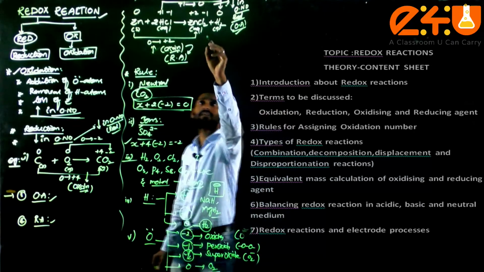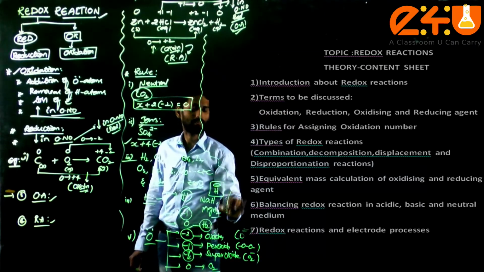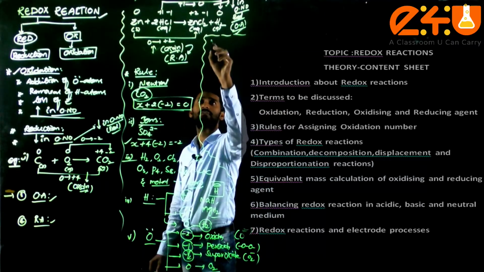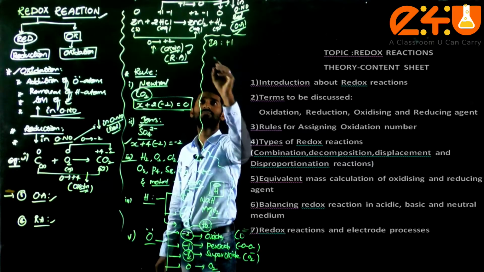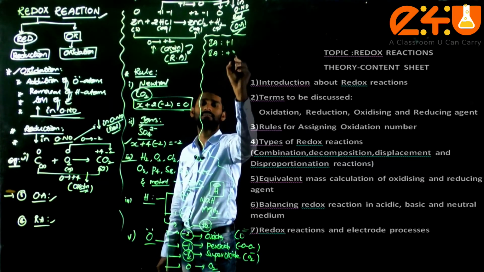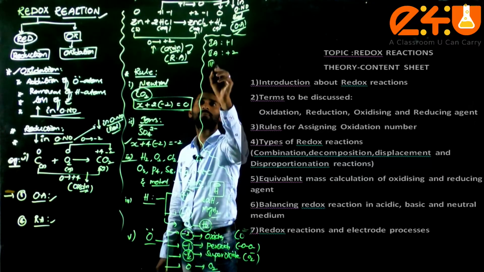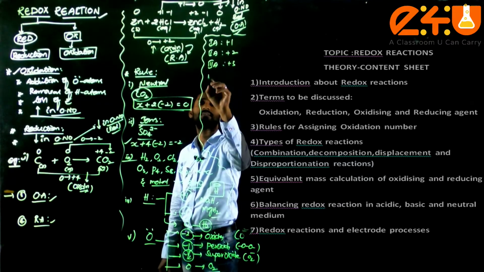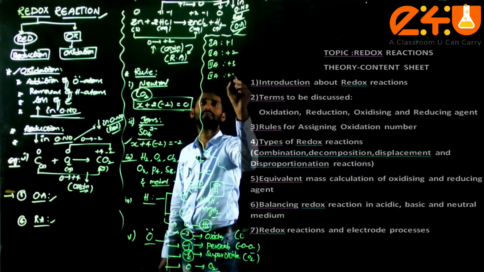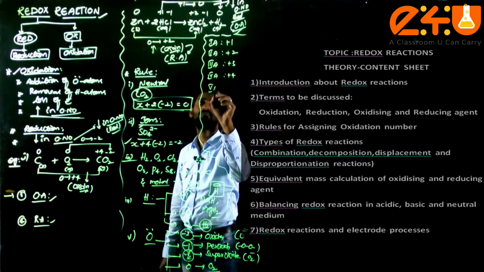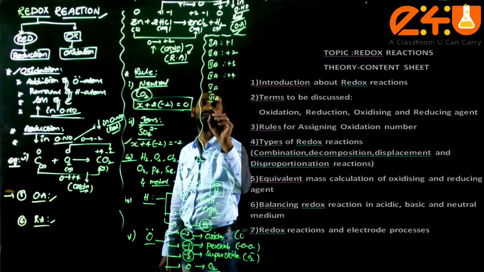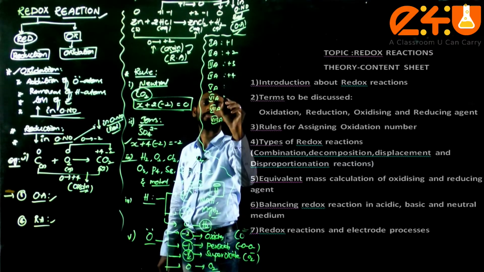Next, sir, what about groups of elements? For first group A elements, what is the oxidation state? Already we know it is +1. Second group A elements are +2. Third group A elements are +3. Fourth group A elements are +4. Sir, what about the 5th A, 6th A, 7th A and 8th A group elements?